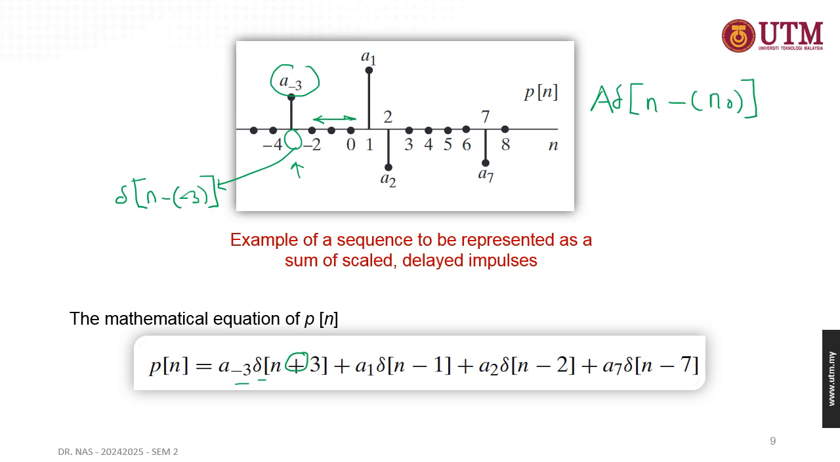Moving to the next one that has amplitude. The next one is at n equal to 1. You have the amplitude of a1, so this is a1 delta[n minus 1]. Next, here a2 is at n equal to 2, so the amplitude is a2 delta[n minus 2]. The rest are zeros until n equal to 7. So the amplitude at n equal to 7, you get delta[n minus 7].